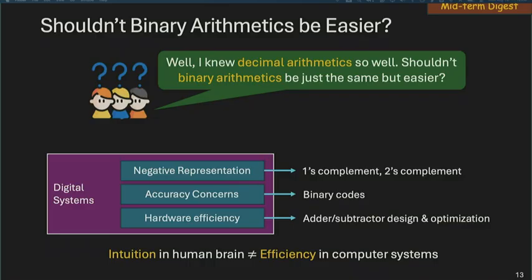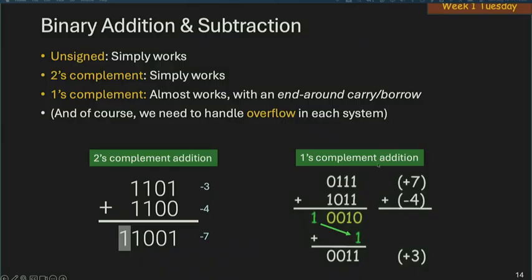We also have to concern a lot about hardware efficiency. The way we design this adder and subtractor, we better make them reusable, with a single hardware component being able to handle both addition and subtraction, and eventually also multiplication and division. So what this tells us really, the intuition in our brain does not equate efficiency in computer systems. What we find to be intuitive algorithms may not really work in a digital system. And we're going to see that in more detail in 1 second.